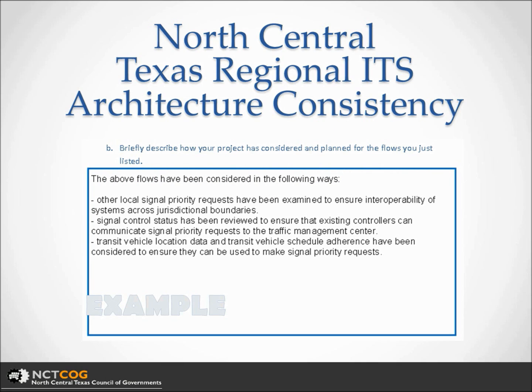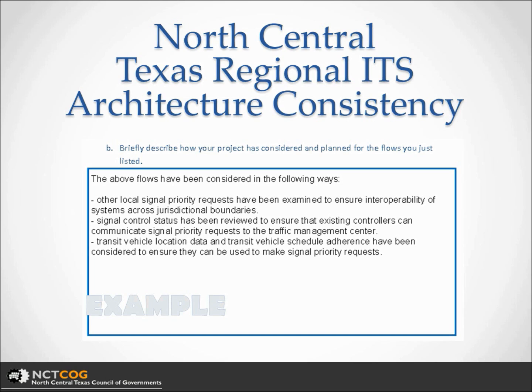The next section of the architecture statement requests you to briefly describe how your project has considered and planned for the flows you just listed. In this section, it describes the 4 that were listed in Part A and describes how they will be used. One is to make sure that the system deployed by the local small town transit agency is consistent with the systems deployed in neighboring towns and areas.